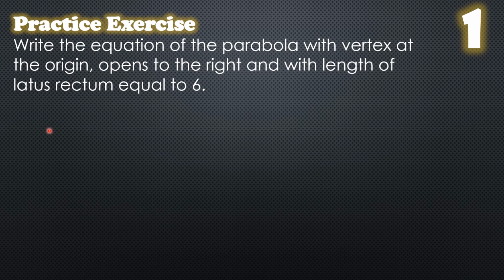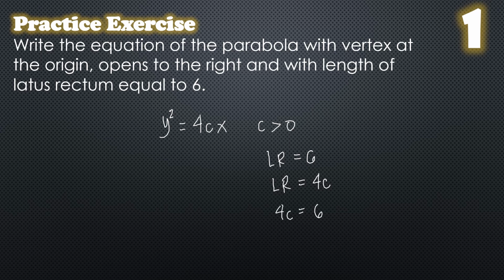Time is up. Let us answer the problem. We are given that the parabola is with the vertex at the origin. It opens to the right, and the length of latus rectum is equal to 6. Therefore, the parabola is of the form y squared is equal to 4cx, where c is greater than 0. And since the length of latus rectum is equal to 6, also in the discussion, we know that the length of latus rectum is equal to 4c. Therefore, 4c is equal to 6. Substituting in our equation, we have the equation of the parabola as y squared is equal to 6x.